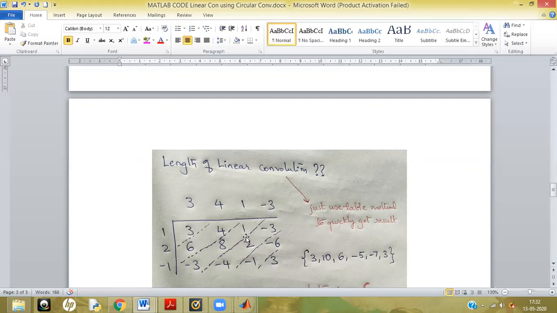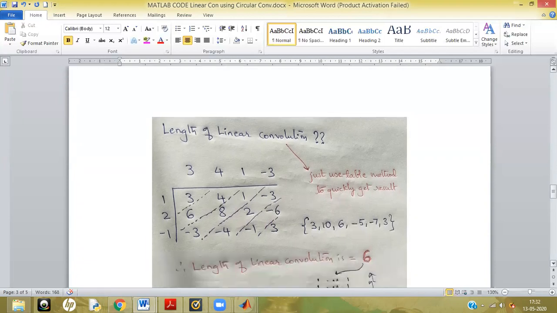So finally, this is the linear convolution. Linear convolution has a separate formula itself, so you can use that. This is just for verification, and this is sufficient to quickly get the result. So that's why I have written this particular table method. Whichever method you use, the linear convolution has to be this sequence only.